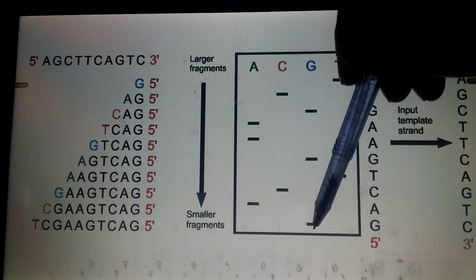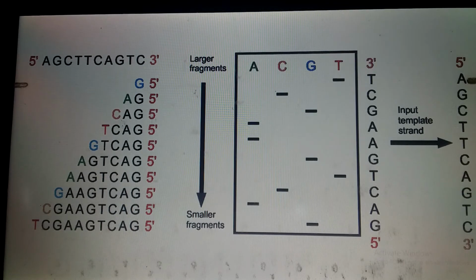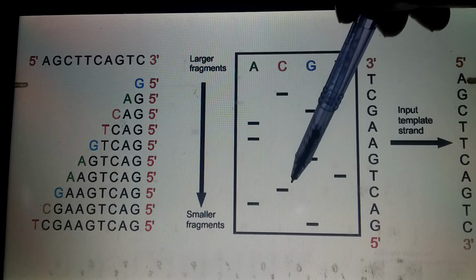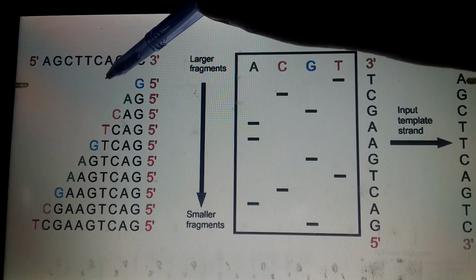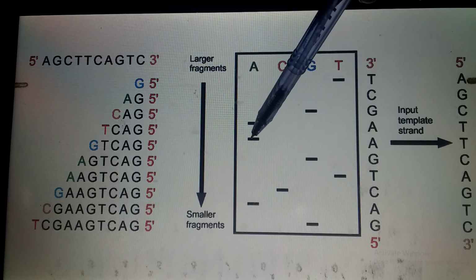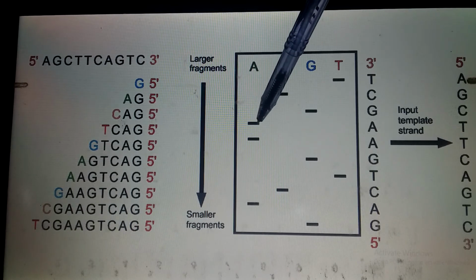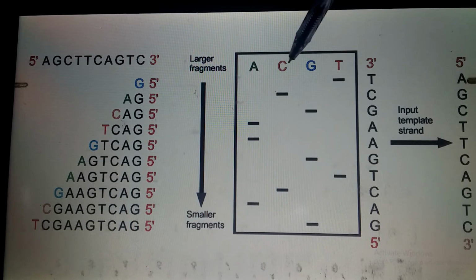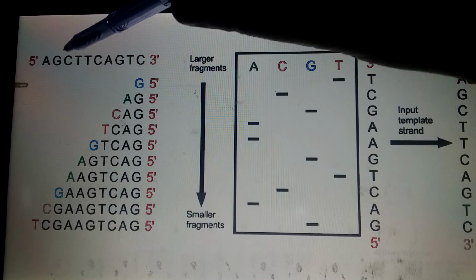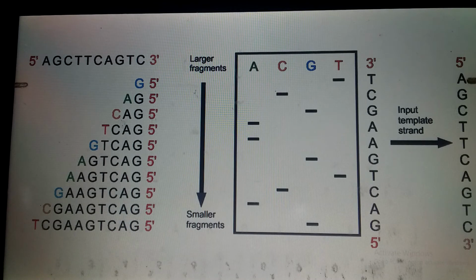So you can say G, A, is it clear? C, now G, is it clear? GAC, now T. Now what will happen? Then A here, then A here, then G, which is here, then C, which is here, and then T with A, complementary bases.